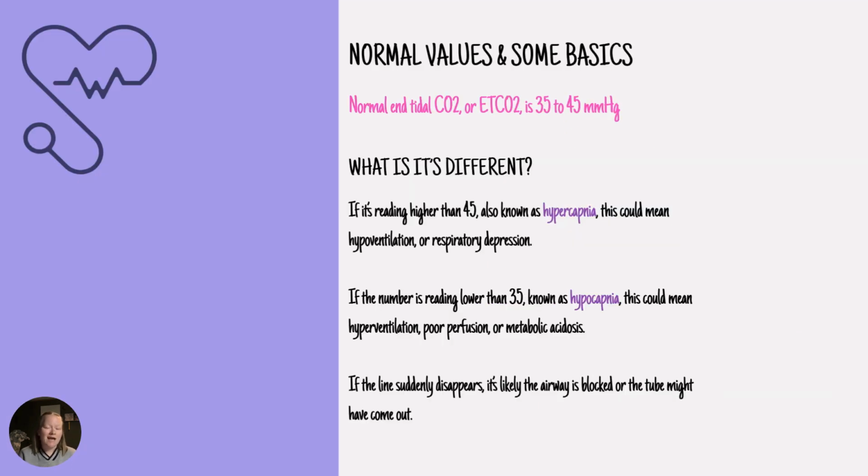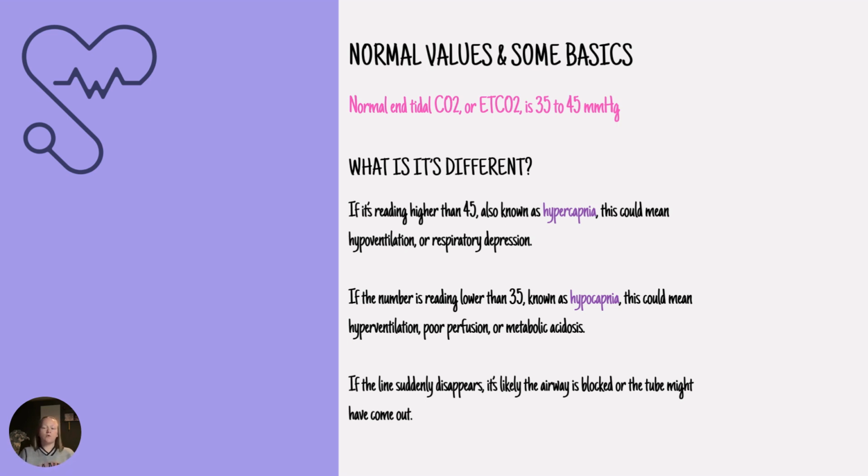So before we look at an actual waveform, let's go over some numbers, just some normal values. A normal end-tidal CO2, or EtCO2, is 35 to 45 millimeters of mercury. If your number is reading higher than 45, it's showing hypercapnia, and this just means that the patient isn't ventilating well. This could be from an overdose, hypoventilation, respiratory depression.